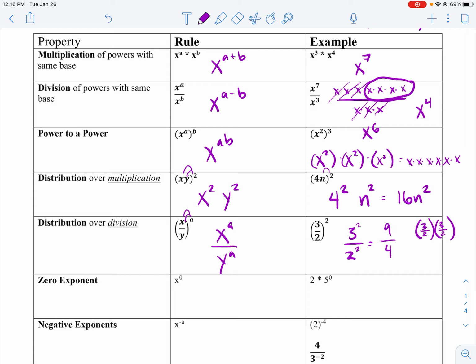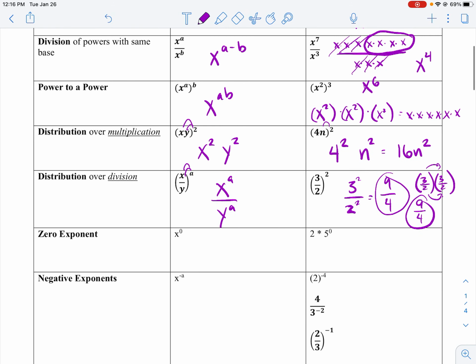Or 3/2 squared, right? So 3/2 squared is 3/2 times 3/2, right? And how do we multiply with fractions? We multiply the numerator in the numerator, denominator in the denominator. So we get 9/4, which is exactly what we had there.